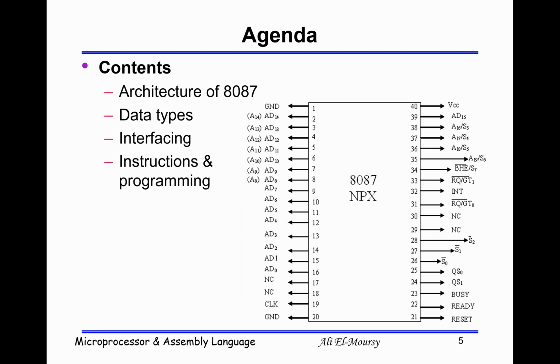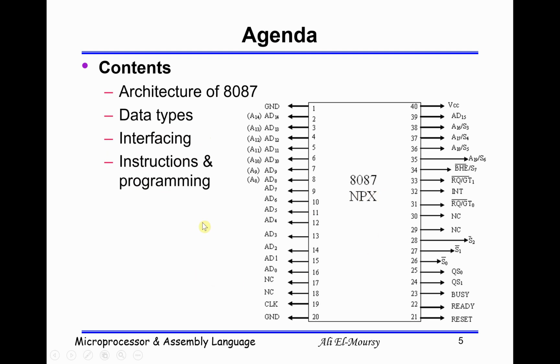In this set of slides, we have the following agenda. We want to talk a little bit about the architecture of the 8087. We want to discuss the data types that it supports, the interface with the end user, and how the end user can control and change the configuration of that processor. We will also discuss a little bit of how to do programming and a few of the instructions for those processors.